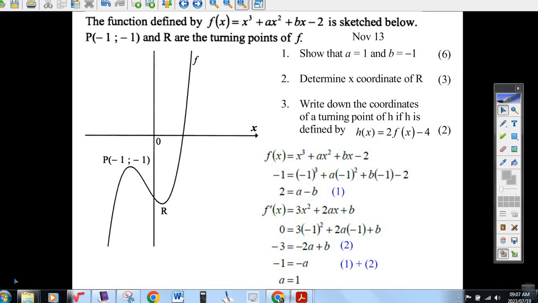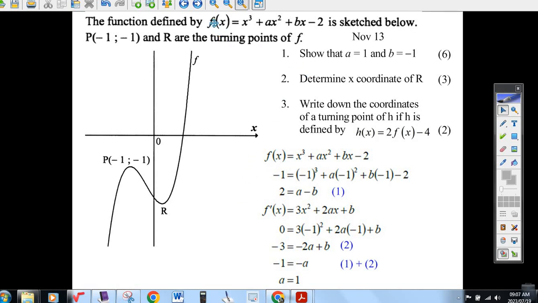Okay, this is a cubic question where we have to figure out the coefficients of a cubic equation, and it's a little bit trickier. We're going to need a system of equations, but if we just go through it step by step, I don't think it's so incredibly hard.